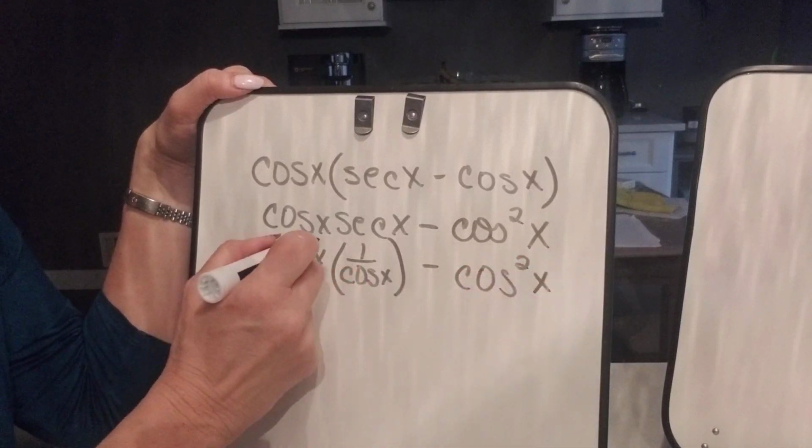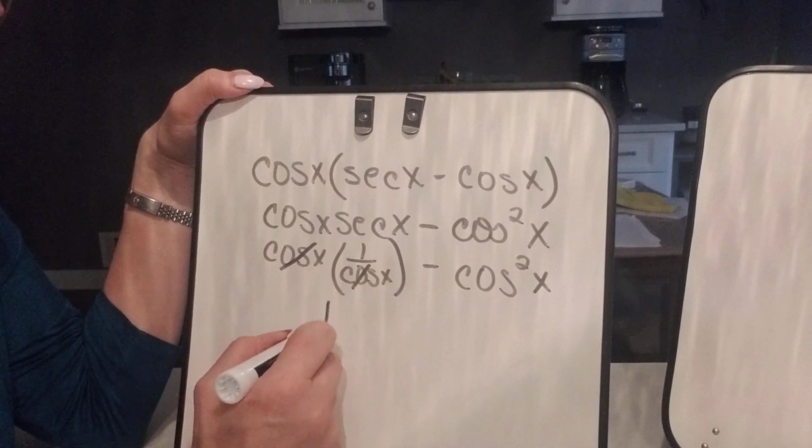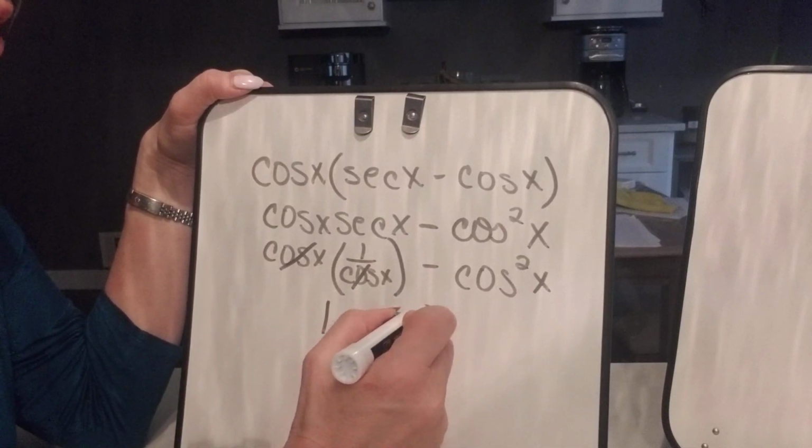And very nicely, guys, this is going to cancel out and leave you with 1 minus cosine squared x.